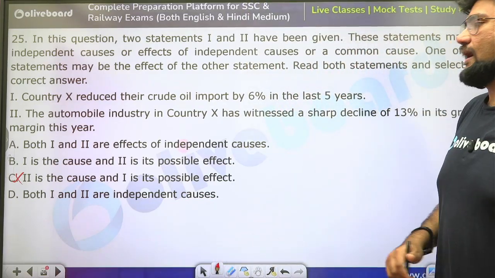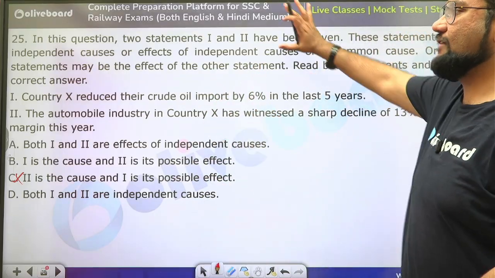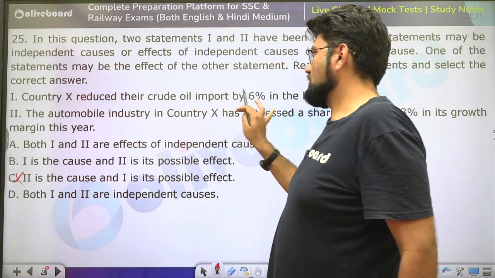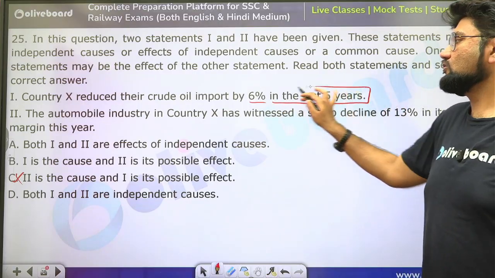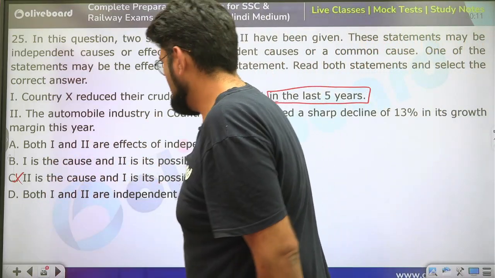See, this is what happens. This is an illusion which is being created in your head because of the words which are being picked up. Read it carefully. Country X reduced their crude oil import by 6%. Till here it is fine. In the last 5 years. So this is not a sudden reduce. It is a gradual reduce in the last 5 years.